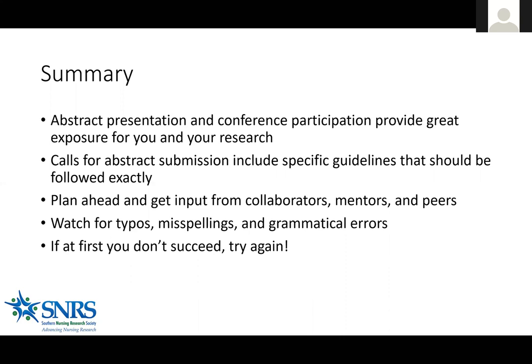Plan ahead and get input from collaborators, mentors, and peers. Please watch for typos, misspellings, and grammatical errors. And if at first you don't succeed, try again. Either try to revise your abstract for another conference that would relate to your research, or try again next year. But just don't give up. Keep working on it and get there.